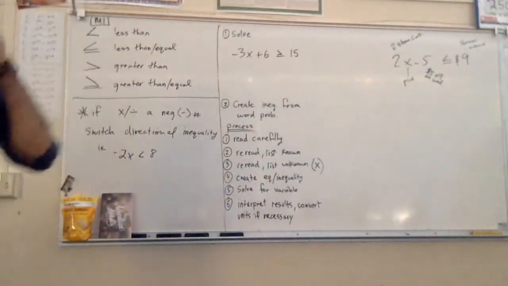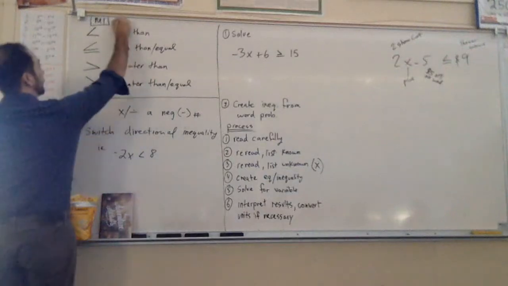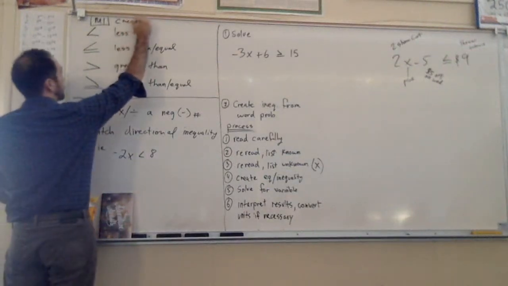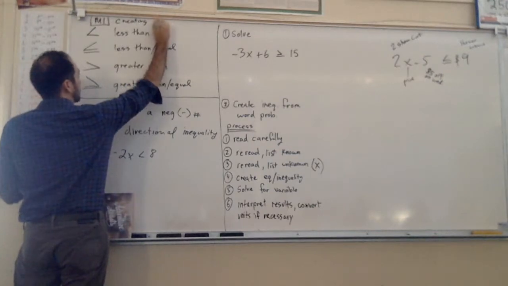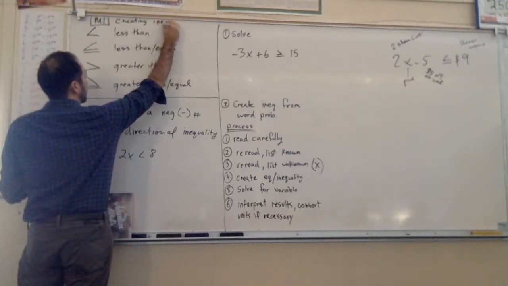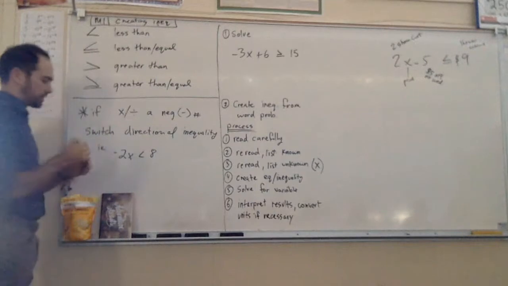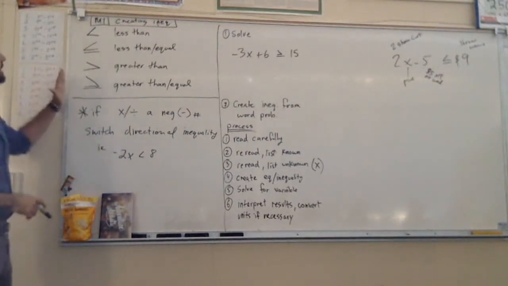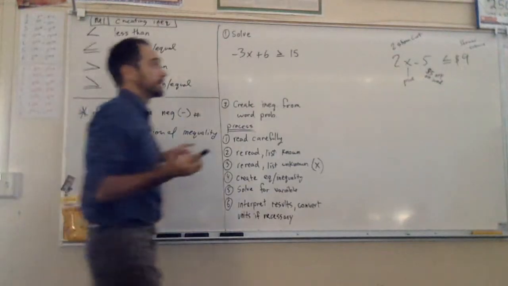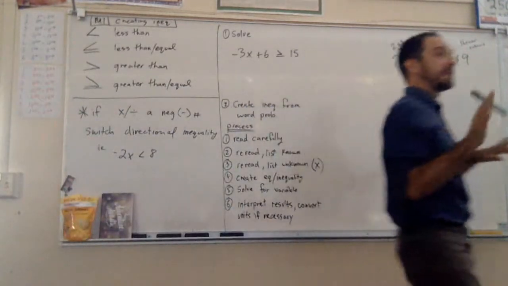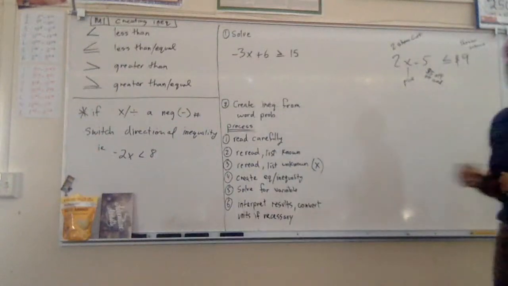All right, so this is continuing from creating inequalities. Yesterday we were just reviewing inequalities. We had our less than, greater than, less than or equal to, greater than or equal to. And my question yesterday was my riddle. What's less than 3?